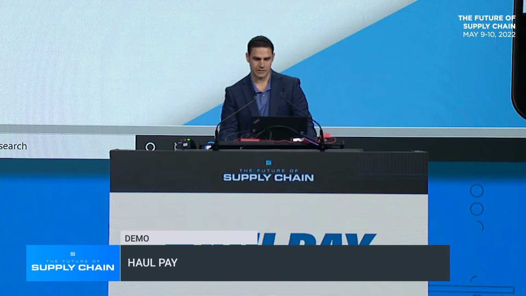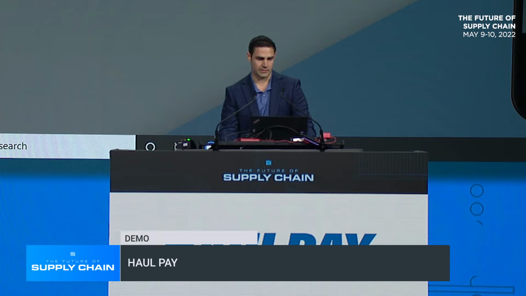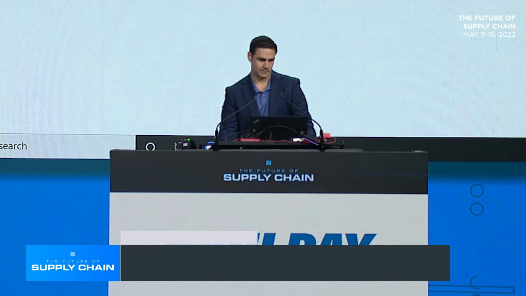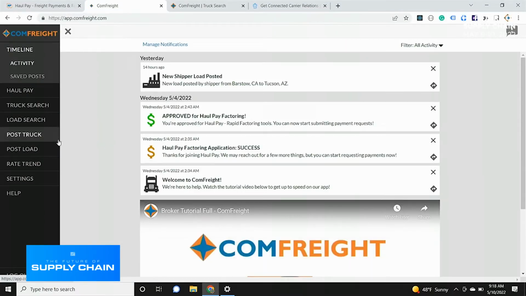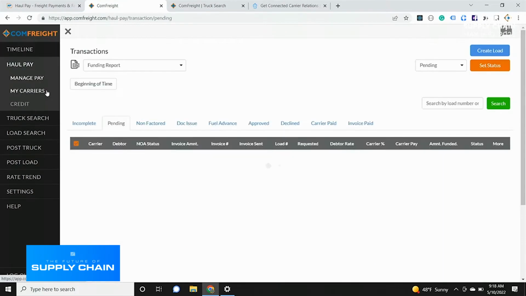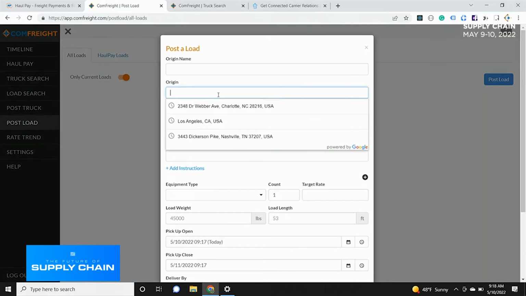So the first thing we're going to do is make sure we're logged into the ComFreight web app, and we're going to go over to our HaulPay section. Next we're going to go ahead and create a load. ComFreight actually started as a load board originally, and the factoring and payment system is integrated right into the load board. So creating that load is just as simple as creating a load on any load board.